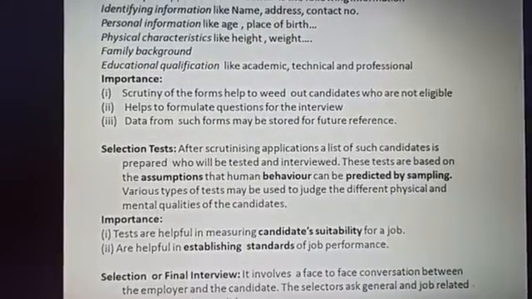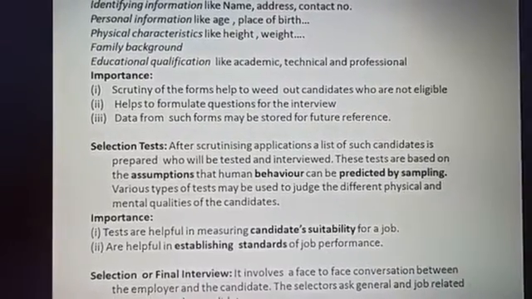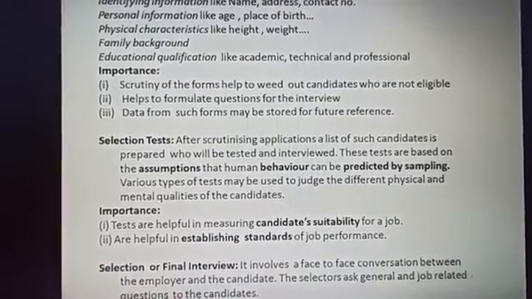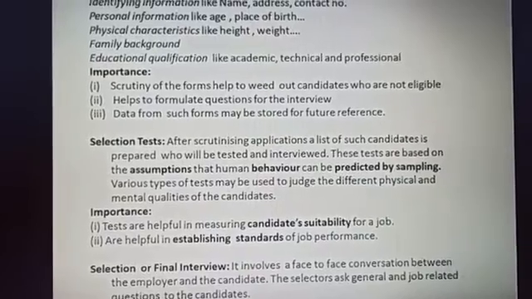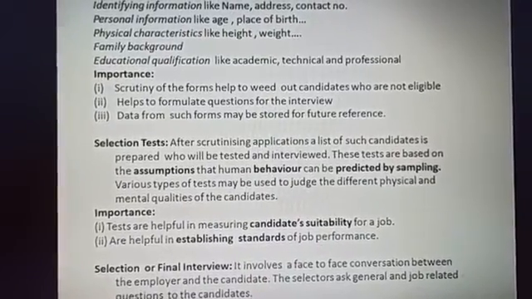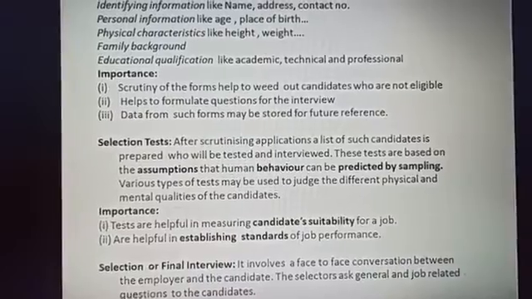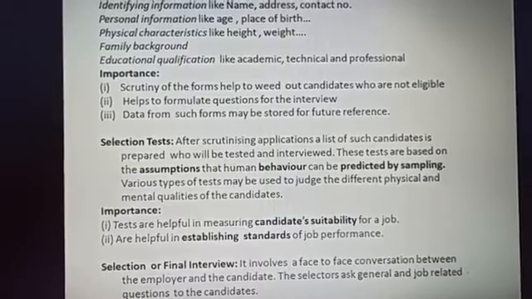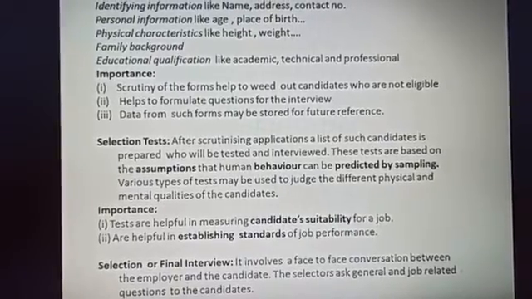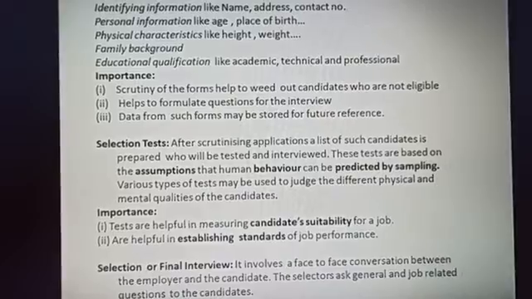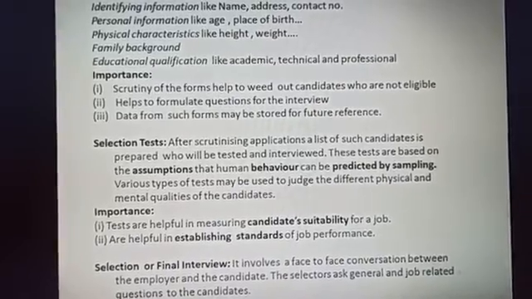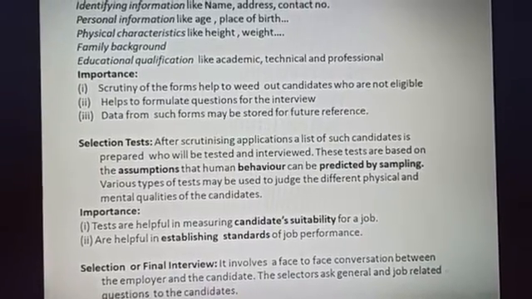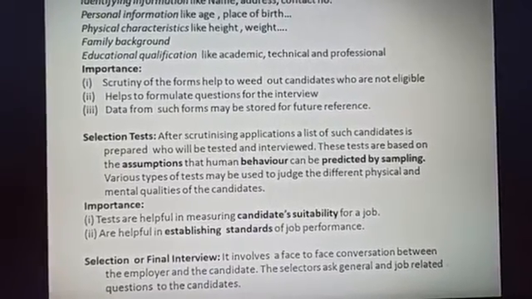Next, selection tests. After scrutinizing applications, a list of such candidates is prepared who will be tested and interviewed. These tests are based on the assumption that human behavior can be predicted by sampling. Various types of tests may be used to judge the different physical and mental qualities of the candidates. The importance of these tests lies in the fact that they are helpful in measuring the candidate's suitability for a job, and are helpful in establishing standards of job performance.